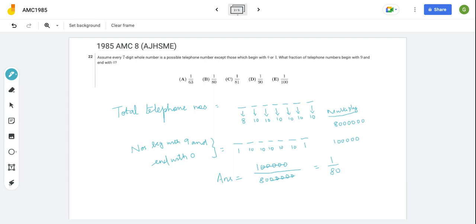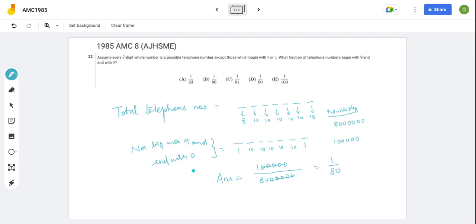If you could enter any number, it would be 10. But you cannot enter 0 or 1, so you can enter 8 possible numbers. For the rest of the dashes, we can enter any of the 10 numbers between 0 to 9, right? So multiplying these possibilities, we get 8 followed by 6 zeros. So these are the total number of telephone numbers that can exist, and this becomes your denominator.